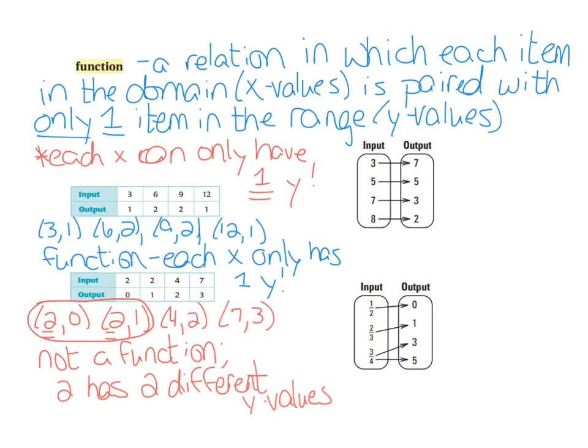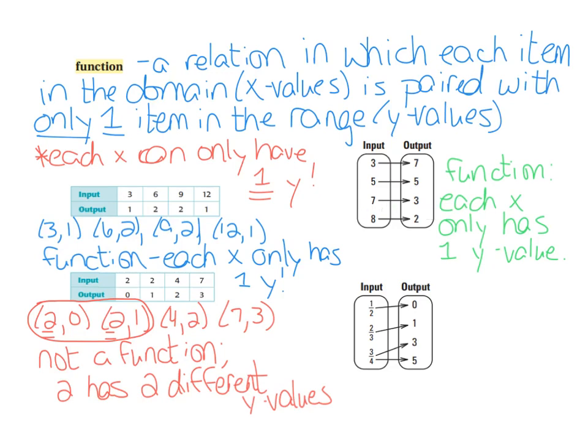All right, look at this mapping over here. What do you think? What are my points? I've got the point 3, 7, the point 5, 5, 7, 3, 8, 2. Do you think it's a function or not? Write what you think and give me your reason. Did you say it was a function? It's a function because every x value is only paired with one y value.